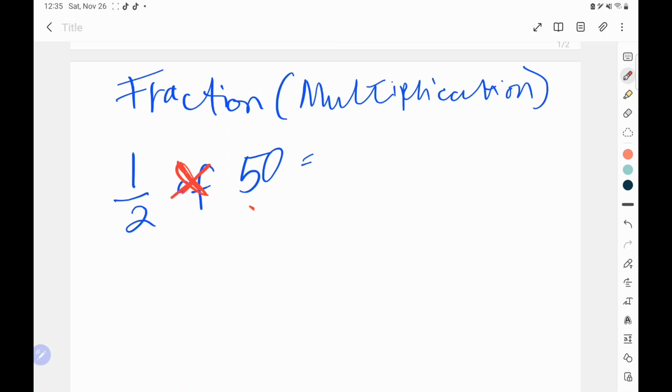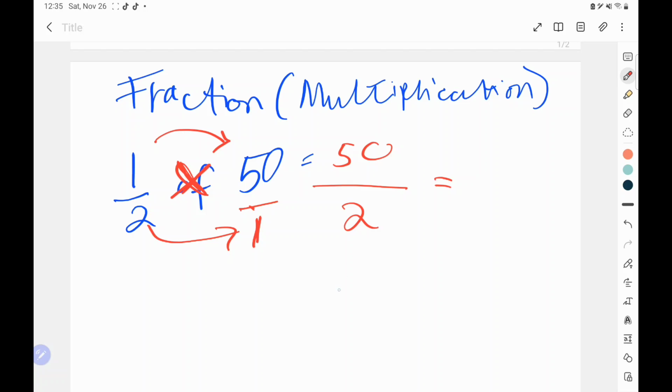And 50 is a whole number. You have to change it into a fraction. That becomes 50 over 1, right? Now, multiplying fractions, 1 times 50 becomes 50, and 2 times 1 becomes 2, right? But you have to simplify it. And we both know that 50 over 2 is the same as 50 divided by 2, which is equal to 25. So basically, 1/2 of 50 is 25.